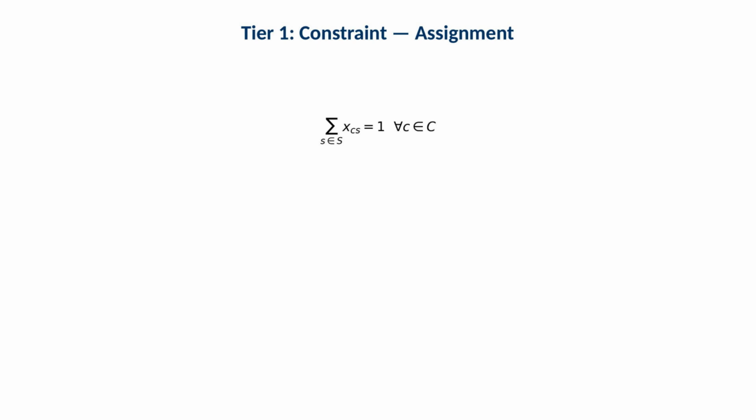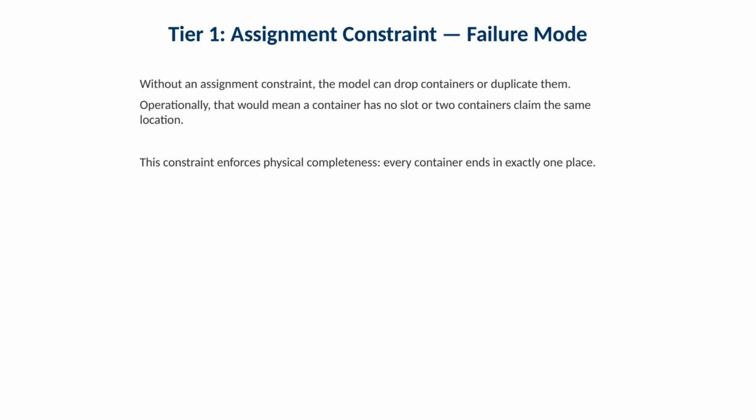This slide enforces that each container is assigned exactly once. Operationally, it prevents missing containers and prevents duplicating a container in multiple positions. Without an assignment constraint, an optimization model can create unrealistic outputs, such as leaving a container unplaced or placing it twice. This constraint enforces physical completeness. Every container ends in exactly one place.